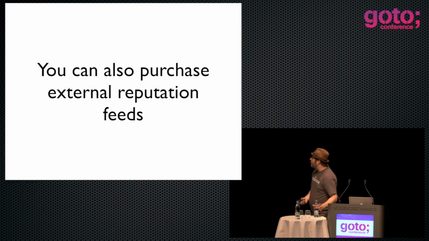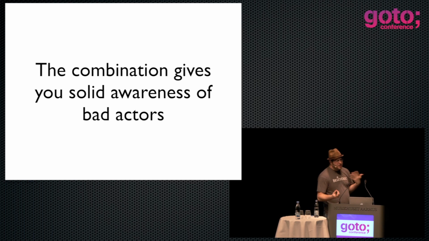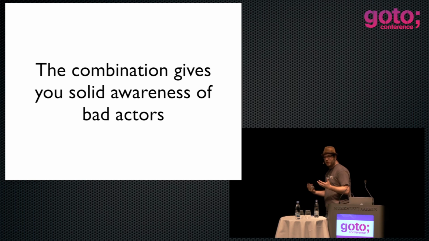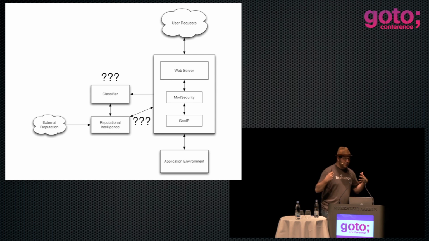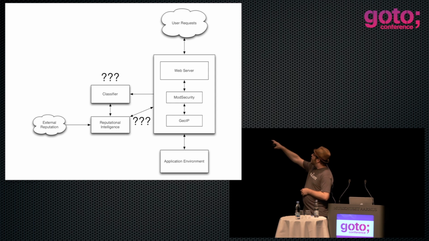And it gives you a really good idea of what's happening in the rest of the world. It's kind of a temperature. And this combination gives you this really solid awareness of who's doing what, who to keep an eye on. But we've actually caused a bigger problem. So now we have this whole idea of reputational intelligence, or state. We also have these external feeds. And we're starting to build this thing.